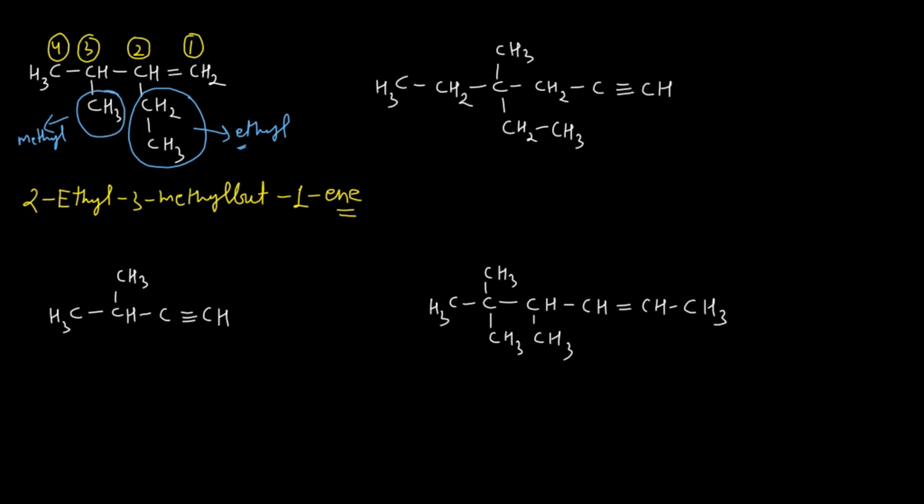However, it would be quite okay if you write like that: 2-ethyl, dash 3-methyl, and then butene 1. This is also correct, but this is the best way of writing. Now moving to the next problem.